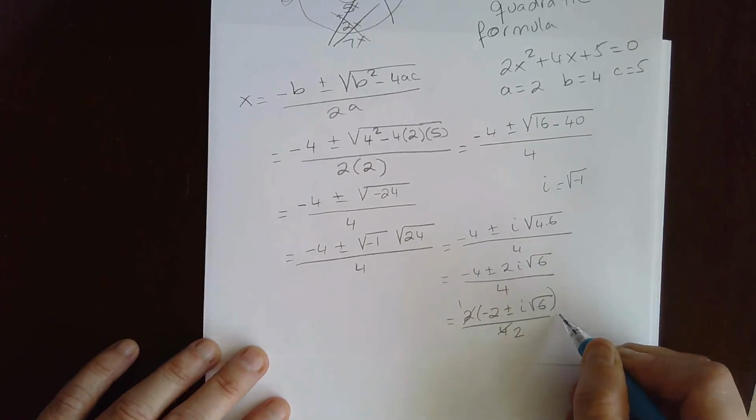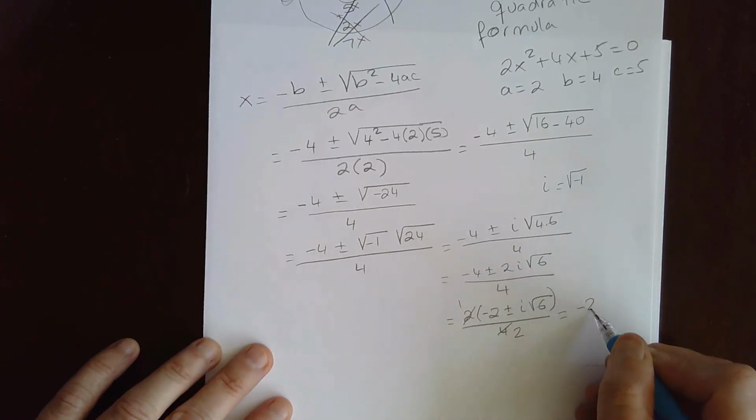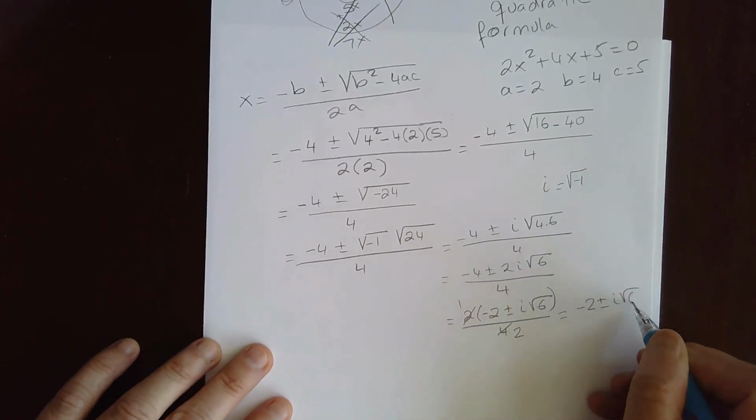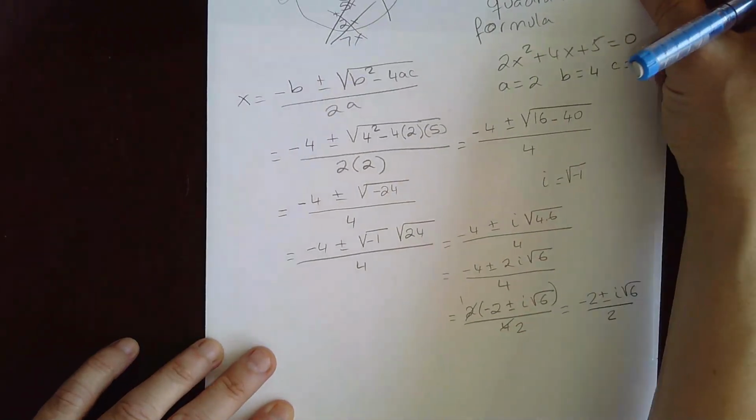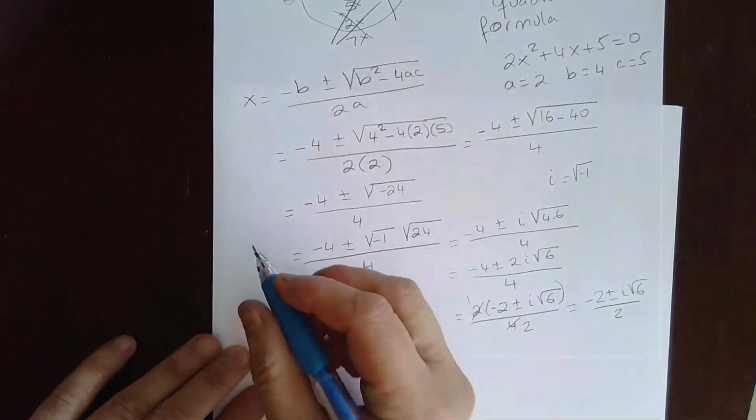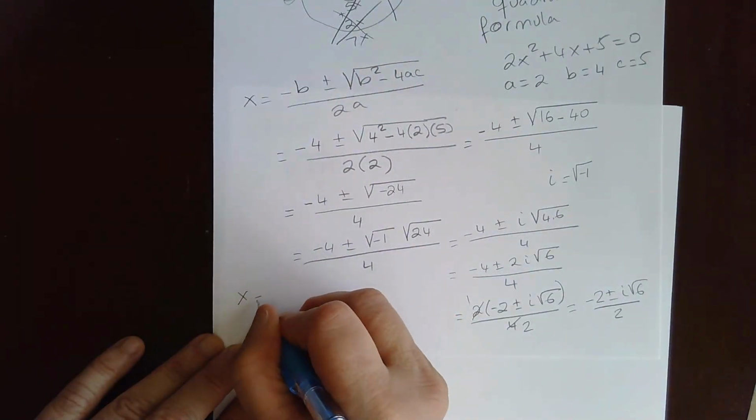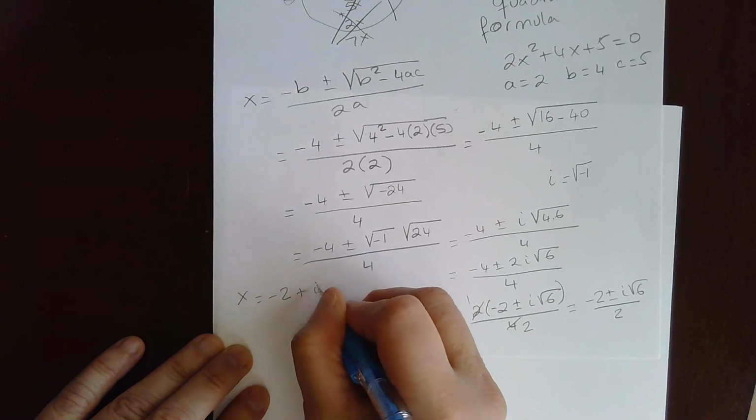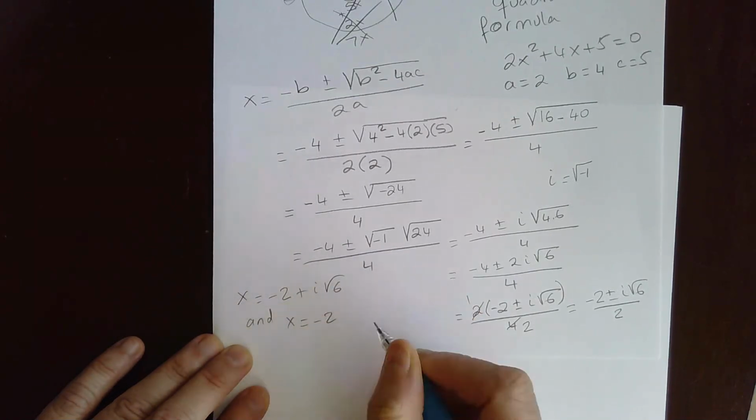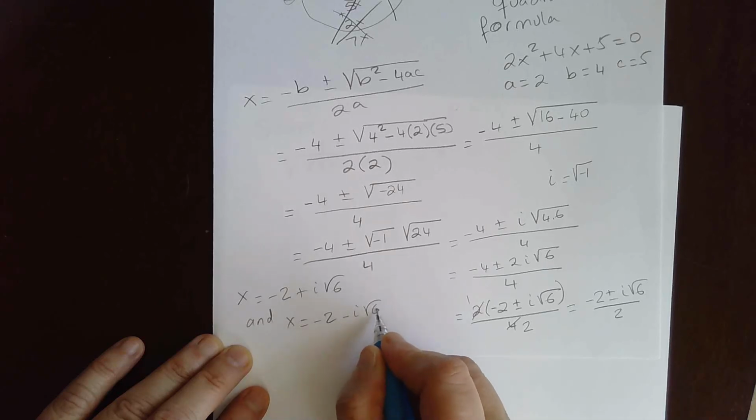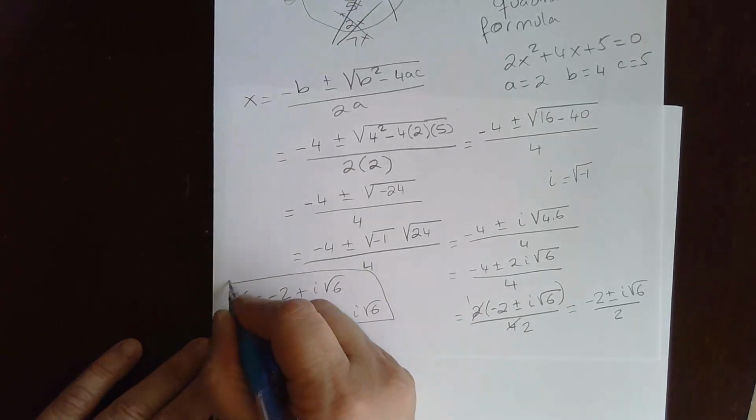So what are the solutions? Negative 2 plus or minus i square root of 6, over 2. So there are two solutions: negative 2 plus i square root of 6 over 2, and negative 2 minus i square root of 6 over 2. These are your two solutions. You can leave the answer like this if you like, or you can rewrite them as x equals negative 2 plus i square root of 6 and x equals negative 2 minus i square root of 6. So either one is correct.